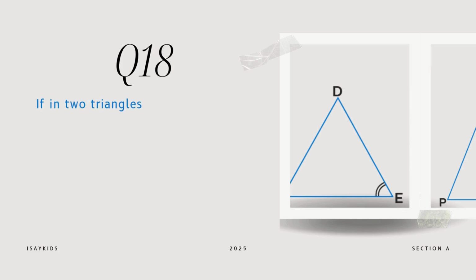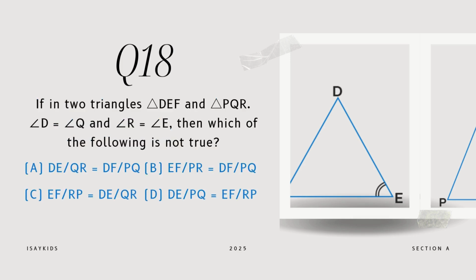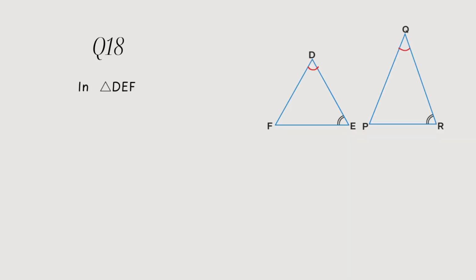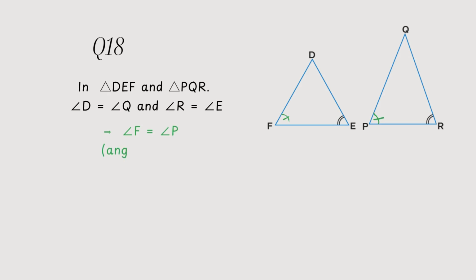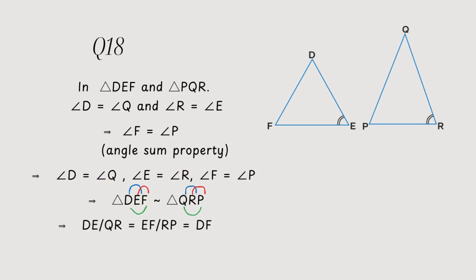If in two triangles, triangle DEF and triangle PQR, angle D is equal to angle Q and angle R is equal to angle E, then which of the following is not true? These are the options. We are given that angle D is equal to angle Q and angle R is equal to angle E. That means angle F would be equal to angle P because the sum of angles of both the triangles is 180 degrees. So angle D equal to Q, E equal to R and F equal to P. That means triangle DEF is similar to triangle QRP. That means DE upon QR is equal to EF upon RP is equal to DF upon QP.